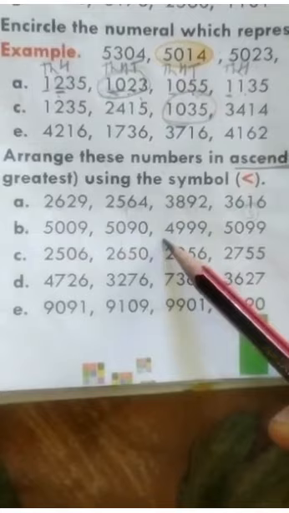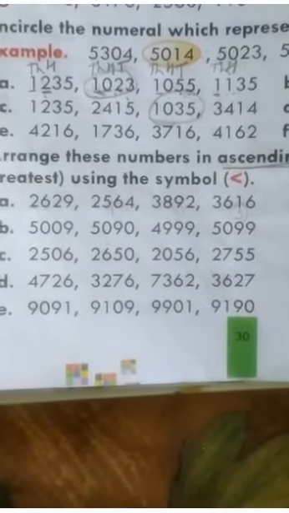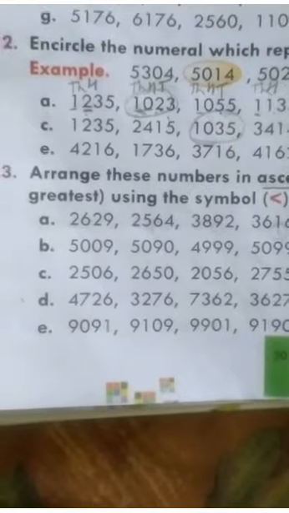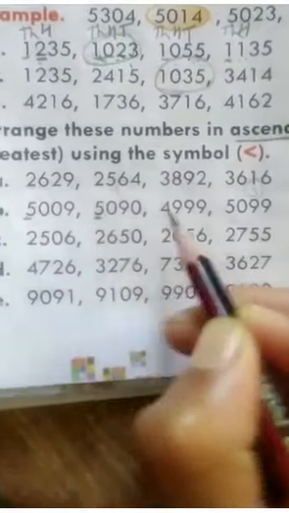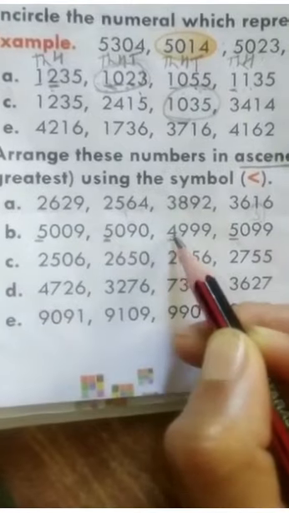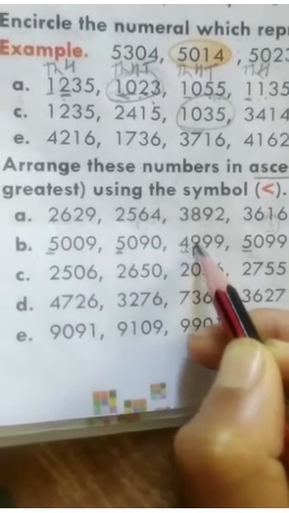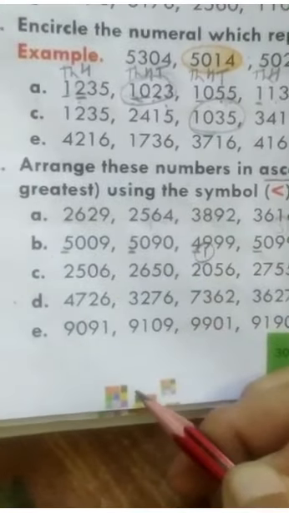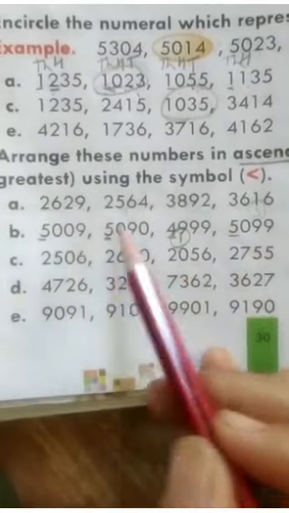Now let us see B part. It is 5009, 5090, 4999, 5099. Ascending में सबसे छोटा. तो first we will see the digits under 1000 place value. तो सब में 5 है. And in third number it is digit 4. So 4 is the smallest. That means this will come at number 1. ये सबसे छोटा है. Now we have to see next bigger number out of these three.